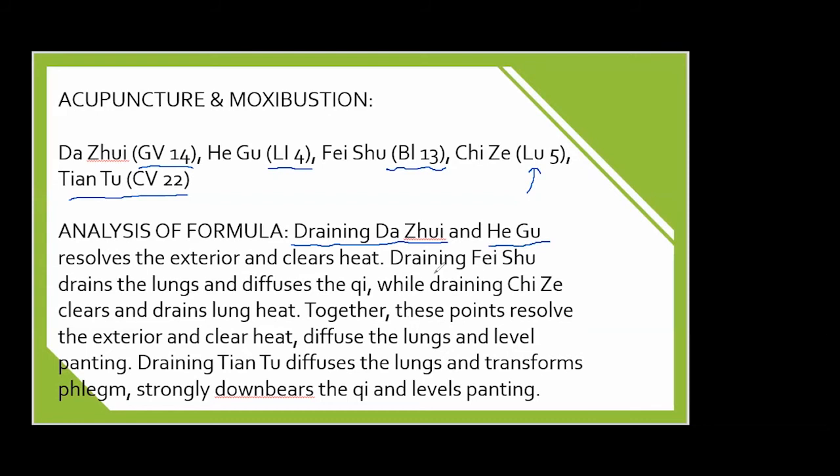And for the lung shu, the back shu of the lung, fei shu, during the asthma attacking stage, you can still reduce it. But after the asthma attacking stage, you may need to tonify. And the other points, like lung 5, you can still use the reducing technique to clear lung heat. So that's basically the points together, to relieve externals, clear heat inside, diffuse lung qi, and resolve asthma.